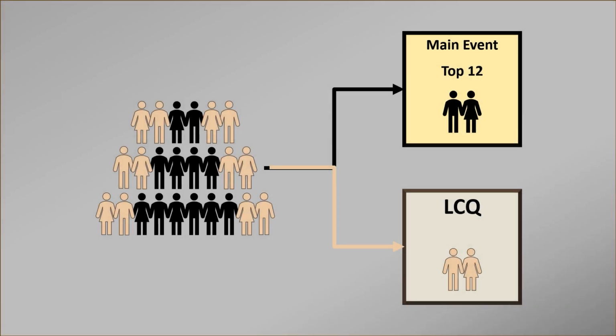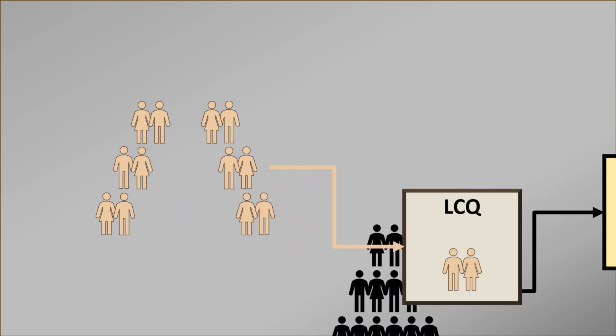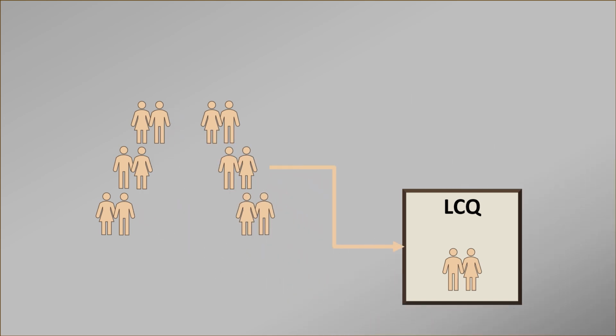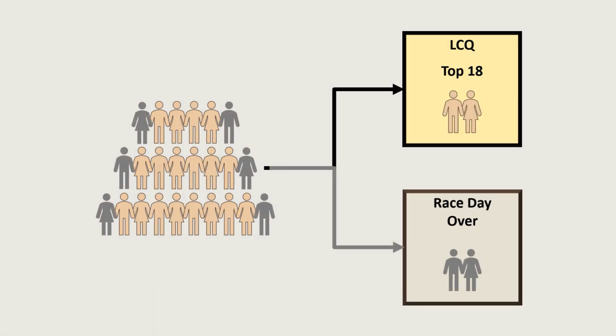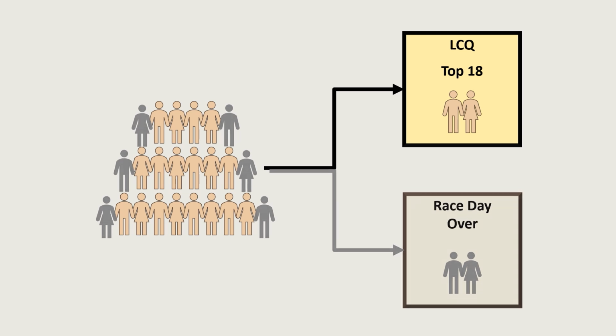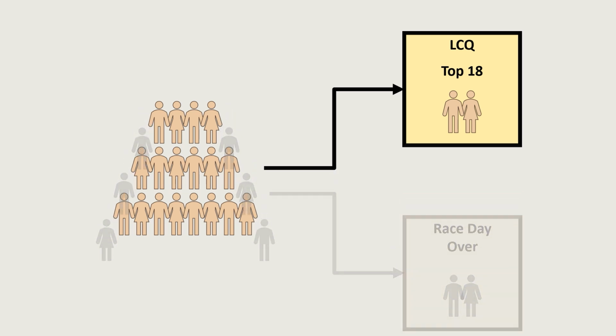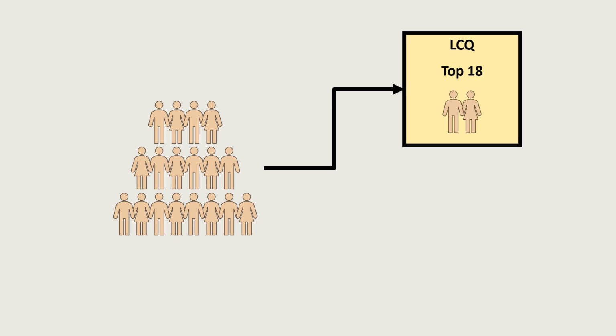A last chance qualifier, LCQ, will be held if a class has more than 18 registered riders. To build the LCQ schedule, we first remove the top 12 finishers. They automatically qualify for the main event. LCQ events are limited to a maximum of 18 riders. So if the class has more than 30 registered riders, anyone who finished 31st or lower is also removed.